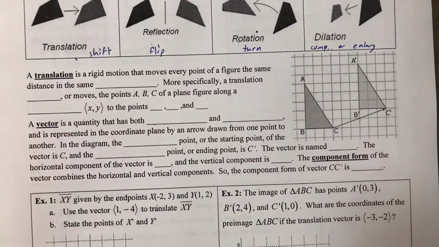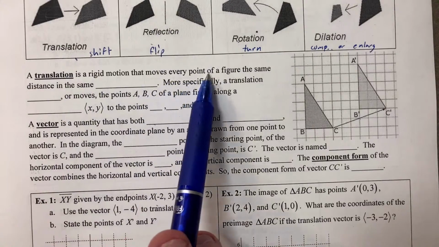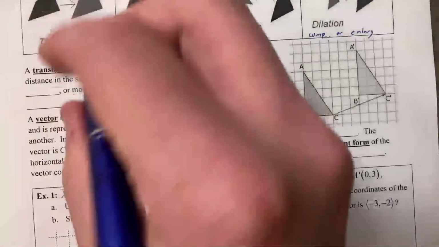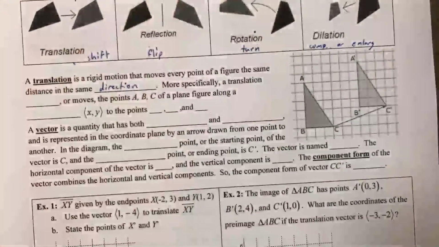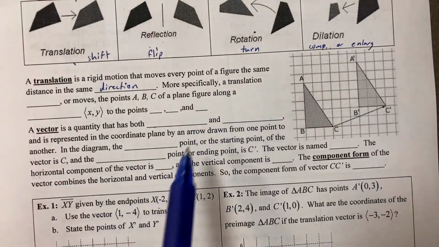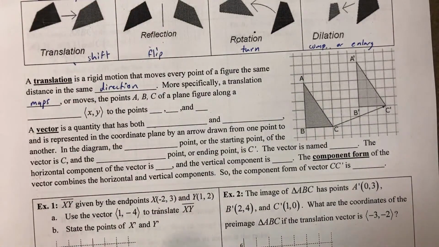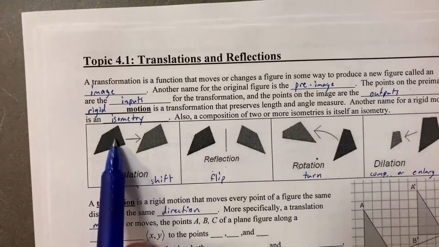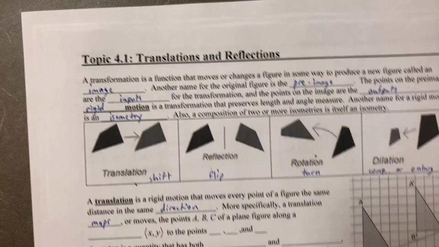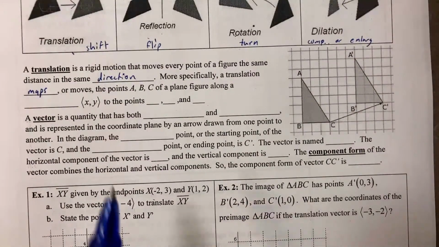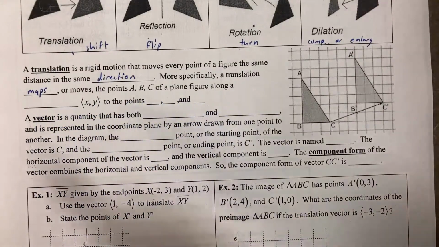All right, so here we go. A translation is rigid, preserves the shape and size, and moves every point of a figure the same distance in the same direction. More specifically, a translation maps. That's the technical word for moving. So like here, this figure was mapped to this figure. This point was mapped to this point. So if I use the word mapping, that's what I mean by that.